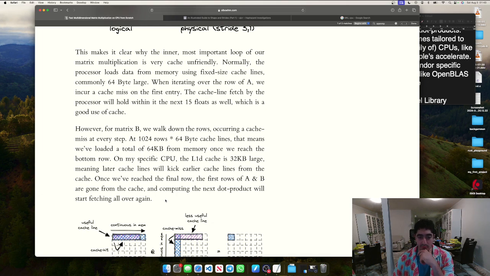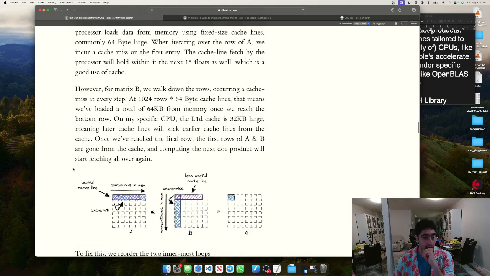On my specific CPU, the L1D cache is 32 kilobytes large, meaning later cache lines will kick earlier cache lines from the cache. Once we reach the final row, the first rows of A and B are gone from the cache, and computing the next dot product will start fetching them all over again. So it gets this, it gets that, but then it can't hold both of them, so it will kick both of these, but it should keep this useful cache line. So you want to keep this, you want to keep loading that.